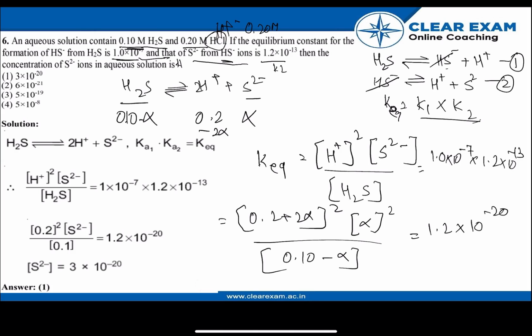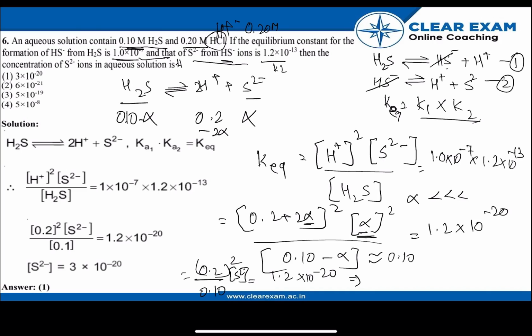Solving this equation, alpha is very small, and hence if we subtract alpha from 0.10, we can say it will be equivalent to 0.10. The same goes for alpha in the H+ term. So we can write 0.2 squared upon 0.10 equals 1.2 × 10^-20 upon [S2-].